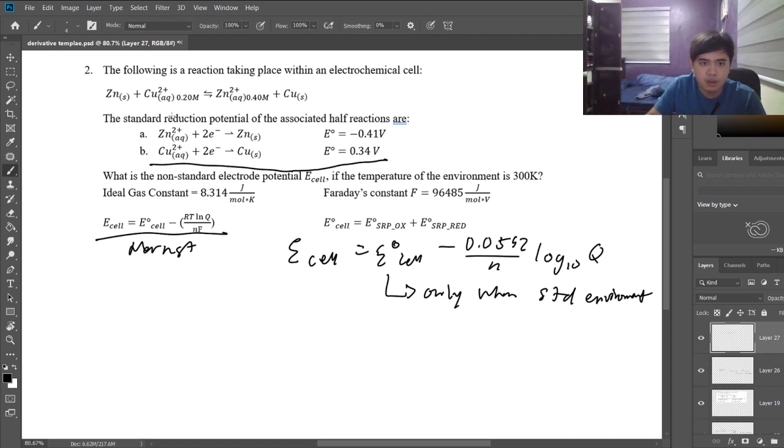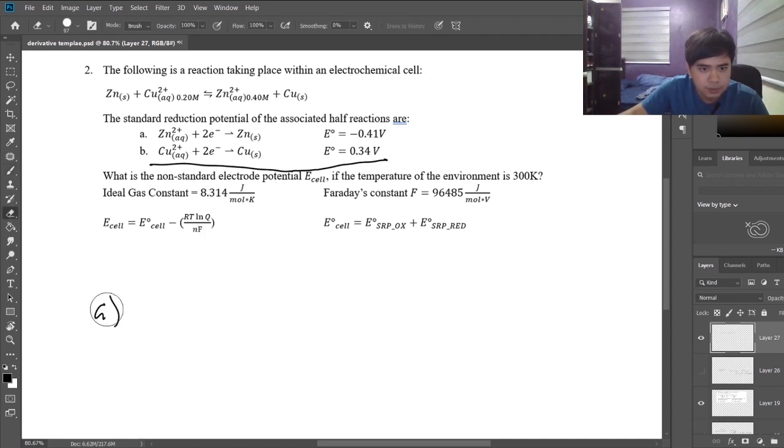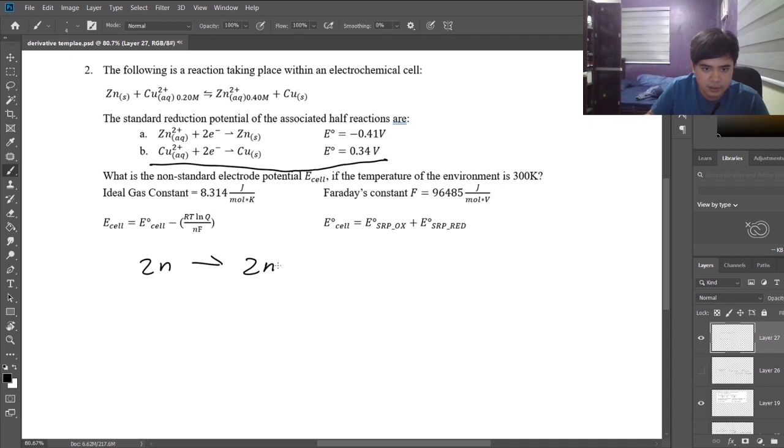So what do we have to flip in order to do this? Well, the copper is in the right place, but the zinc is not in the right place. We have to flip zinc. So let's flip zinc. So we get zinc goes to zinc 2 plus plus 2 electrons.